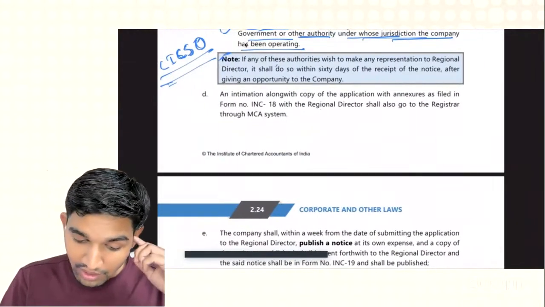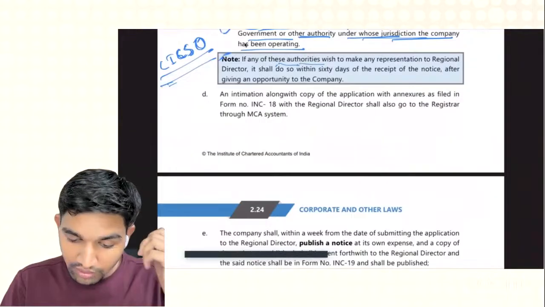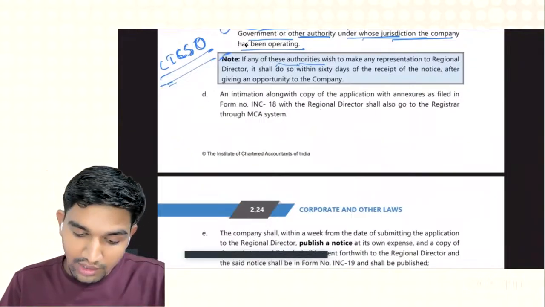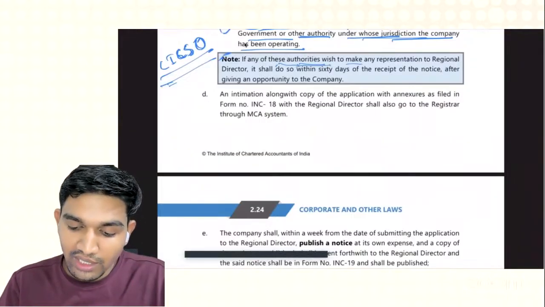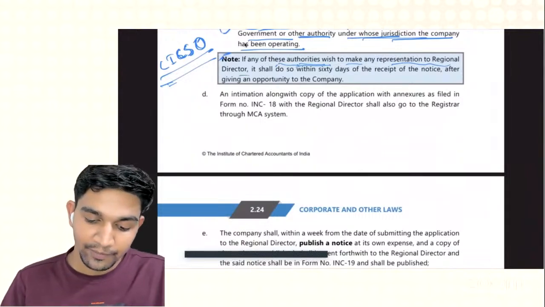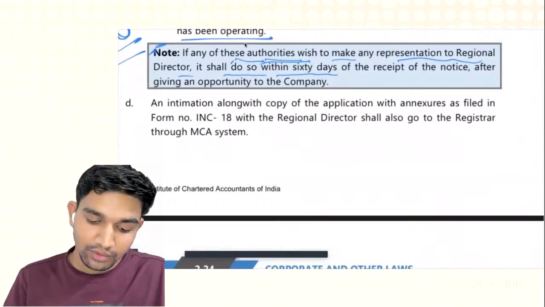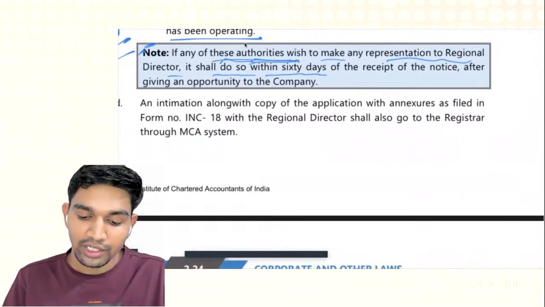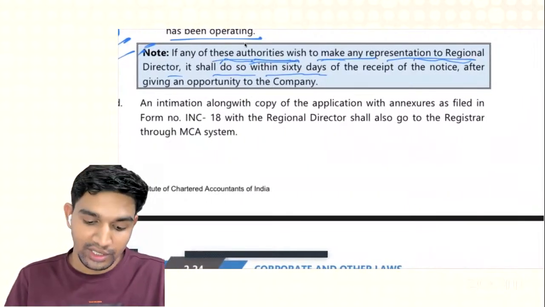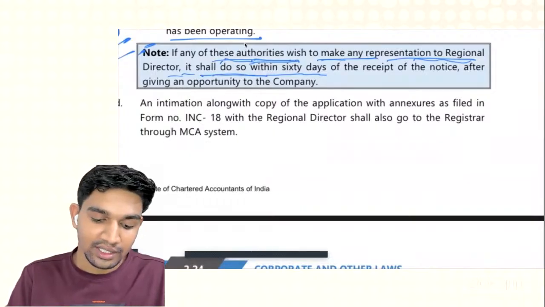Okay. If any of these authorities wish to make any representation to the regional director, it shall do so within 60 days.